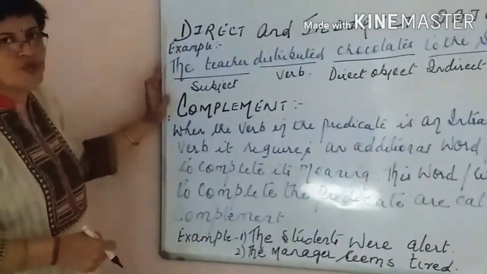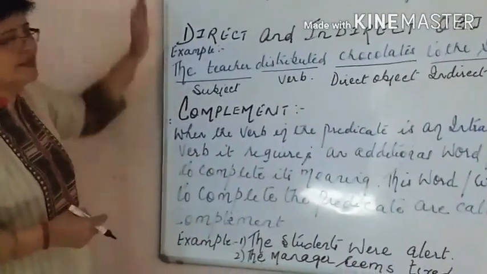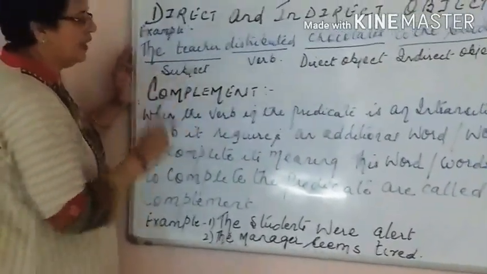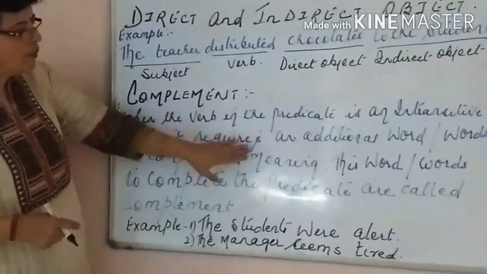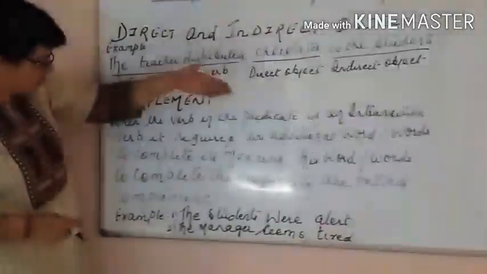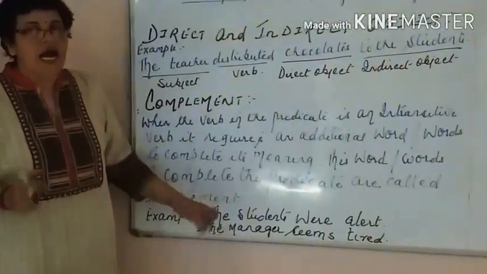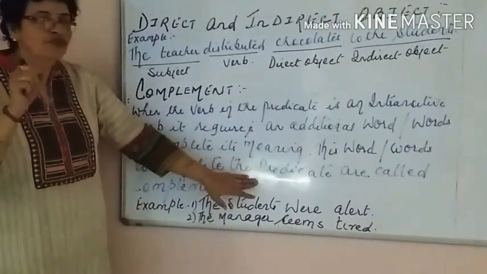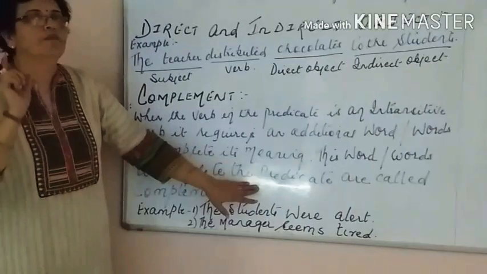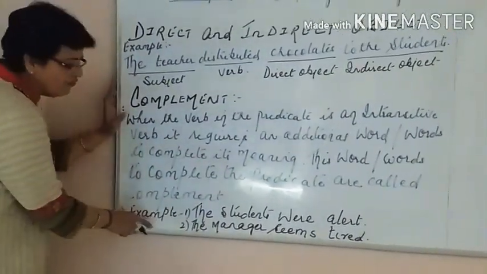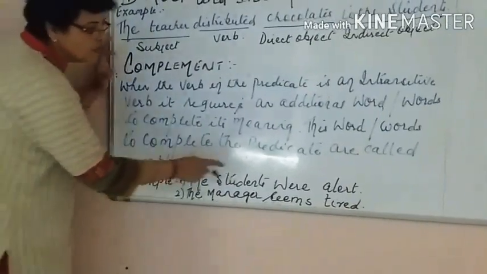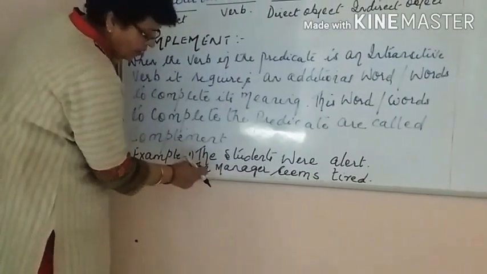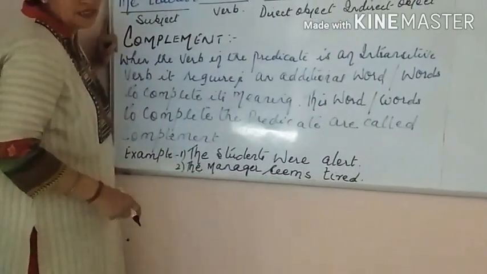Now see, the last part. It is regarding a complement. Last part, I'm explaining the parts of a sentence. So, complement. When the verb in the predicate is a linking verb, it requires an additional word or words to give a complete meaning. And the word or words which are added in the predicate are called the complement. It can be easily proved with a given example. The students were alert. And the second sentence which I have penned down here, the manager seems tired.